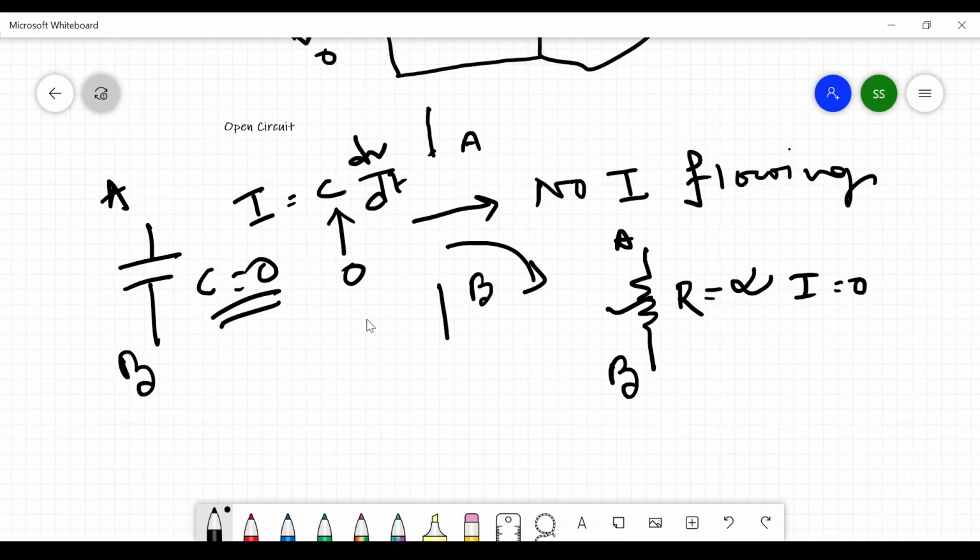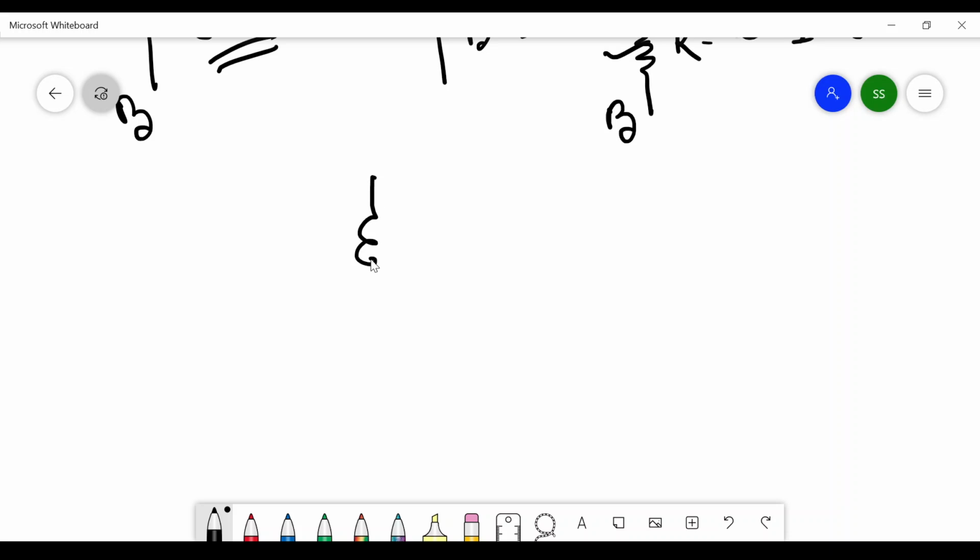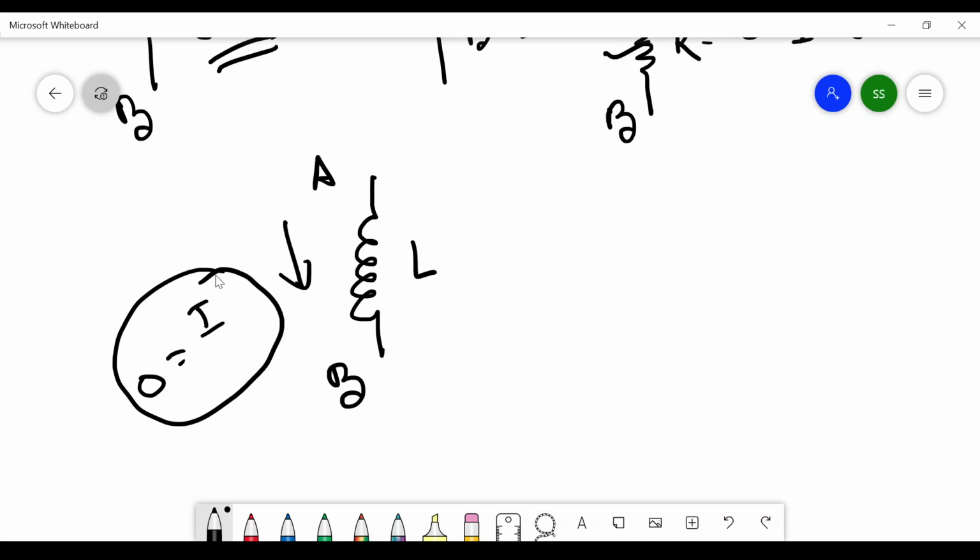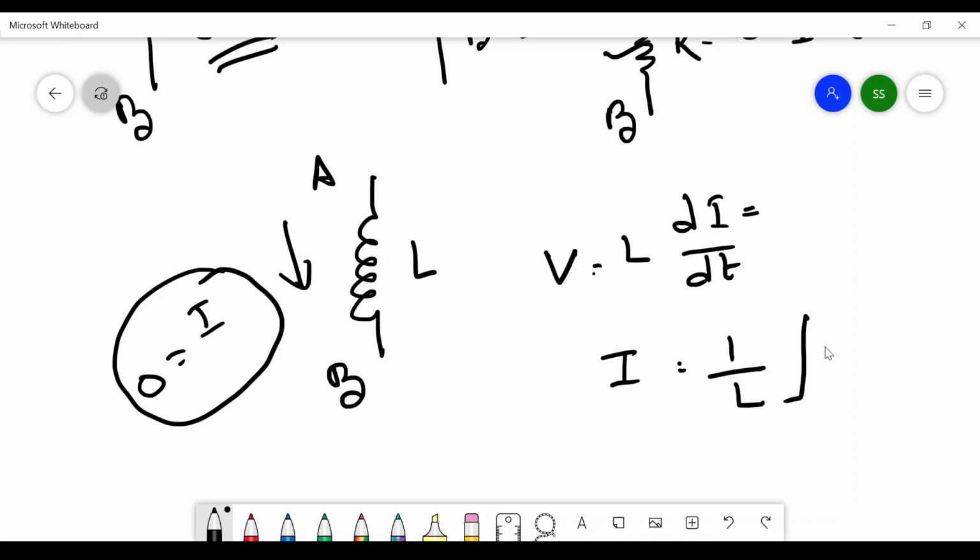Now let's say we are going with the inductor. It is the inductor L, and this is A, and this point is B, and this is current I. For open circuit, this is 0. To make it 0, what has to be done? V equals L di/dt. So to make the current 0, what has to be done? I is nothing but 1/L integration of V dt, and L has to be infinite for this particular element to be open circuit.